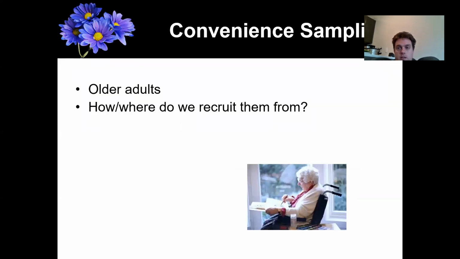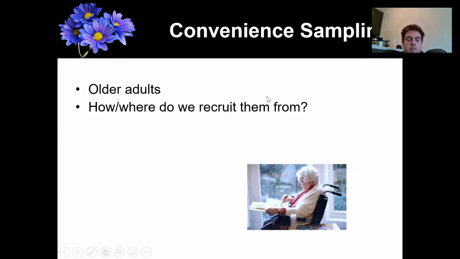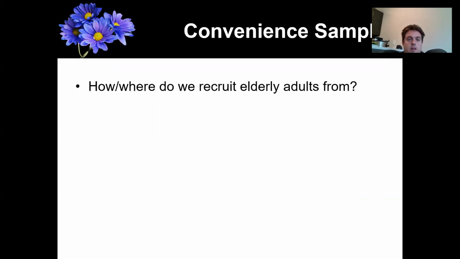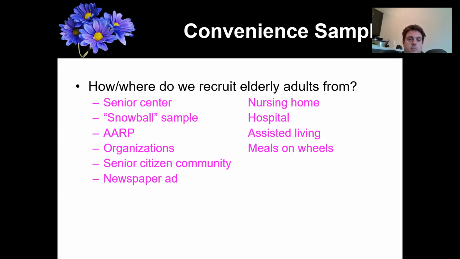So moving on, another example of convenience sampling might be, let's say we do want to look at testing older adults at something. Well, how might you recruit them? Could you use a senior center, the AARP, or certain organizations, a citizen community, newspaper ad, Meals on Wheels, assisted living, hospital, or nursing home? These would all be good examples.